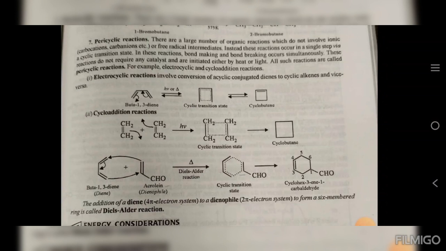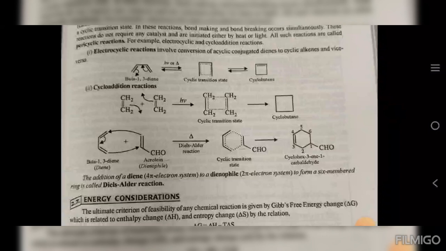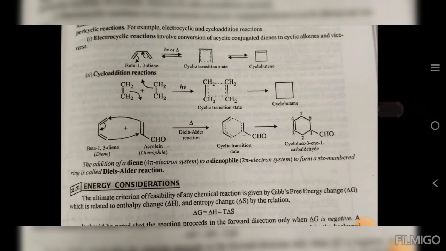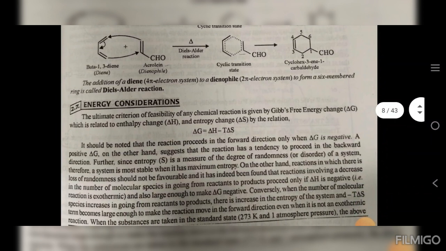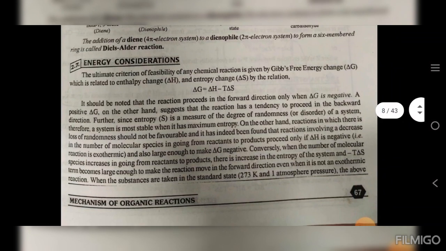Cycloaddition reactions. Buta-1,3-diene, acrolein, cyclic transition state, cyclohexene-1-carbaldehyde. The addition of a diene, a 4-pi electron system, to a dienophile, a 2-pi electron system, to form a 6-membered ring is called the Diels-Alder reaction.